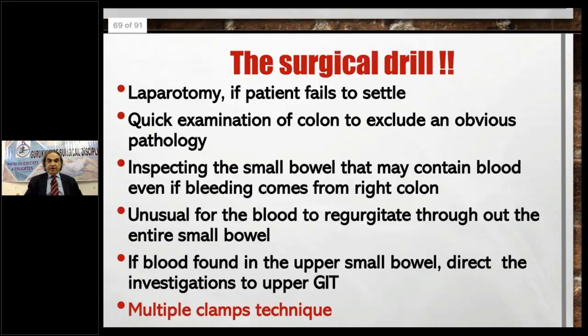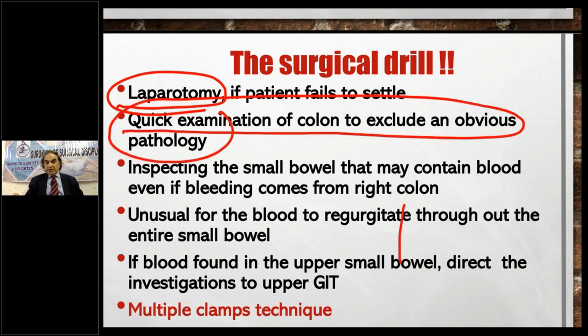Now, what is a surgical drill? Now comes the role of surgery. What do you do? If the patient is not settling, remember laparotomy. Don't waste time. But don't go in for laparotomy without hemodynamically stabilizing the patient. You will lose him. And you will search and search and search. You won't be able to find the cause, remember. And you have done laparotomy. Now, what do you see? Quick examination of the colon to exclude obvious pathology. That's the next step. And keep focusing on the large bowel as a cause first. Look for it, find out the cause, exclude the cause.